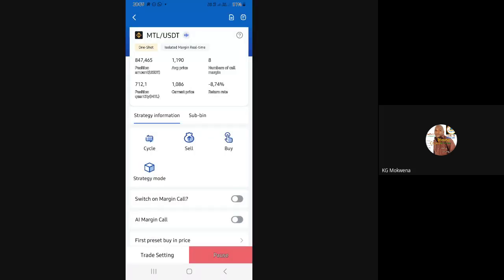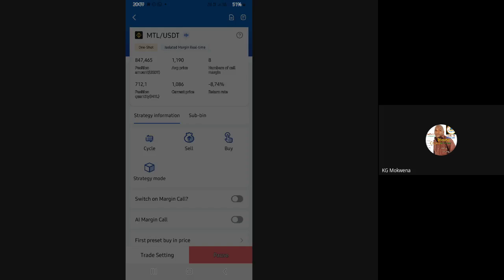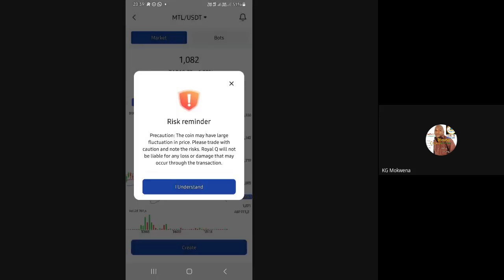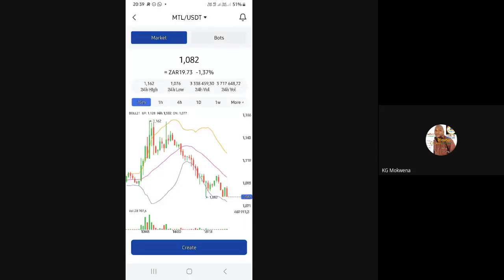So now there we go. Let's click on the chart. Already on the chart we can see 1,086. It means there is a rise compared to the previous buy price that we had, because we previously bought at 1,0.